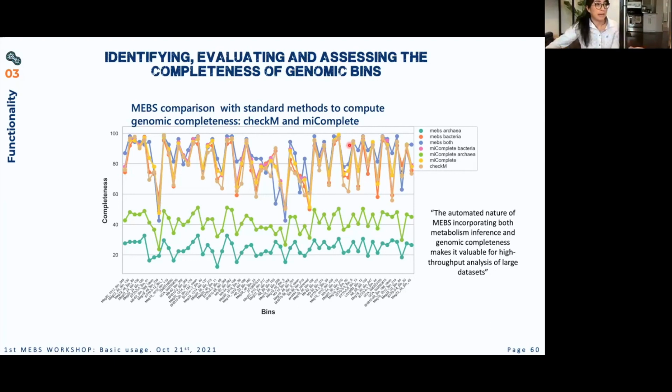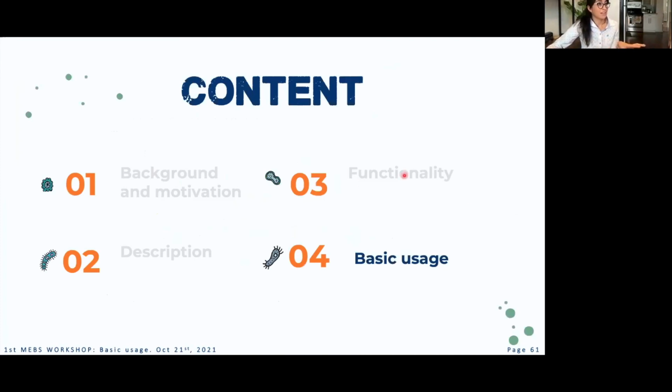So incorporating both genomic completeness and metabolism makes it very powerful in order to make high throughput and large scale analysis when you are starting to analyze your data. And I think with that, I cover all the functionality and steps for MEBS.